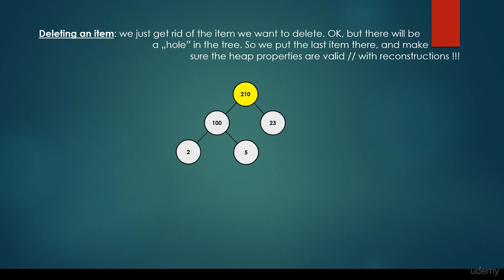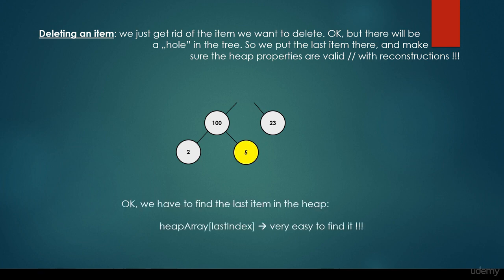Okay, we just get rid of it, but there's going to be a hole. It's not okay, so we have to insert the last item there. So, the 5 is going to be the new root node. It's very easy to find the last item because in the one-dimensional array, it's going to have the last index. So, it's quite easy to find it.